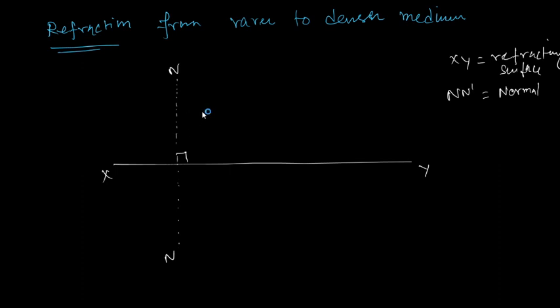Right? Now the incident ray, and this is a rarer medium. So the velocity of light traveling in rarer medium is v1, and in denser medium it is v2. You can represent the rarer medium as 1 and the denser medium as 2. So the refractive index of rarer medium is mu1, and of denser medium is mu2. Now the light is incident obliquely on the refracting surface at an angle i, that is the incident angle. So SA is the incident ray.